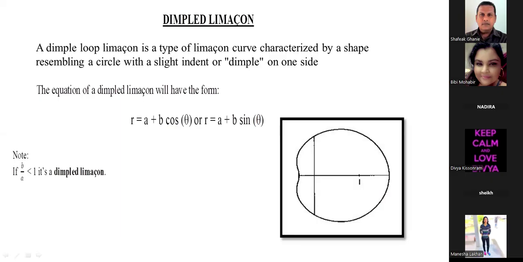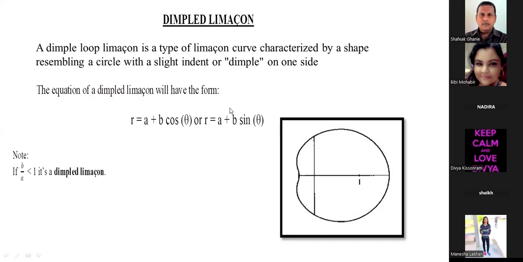A dimple limaçon is a type of limaçon curve characterized by a shape resembling a circle with a slight dent or dimple on one side. So if we look here, we'll see this dimple limaçon, and you'll see a slight dent. Sometimes you have to look carefully at some of them for you to see the dent, right?